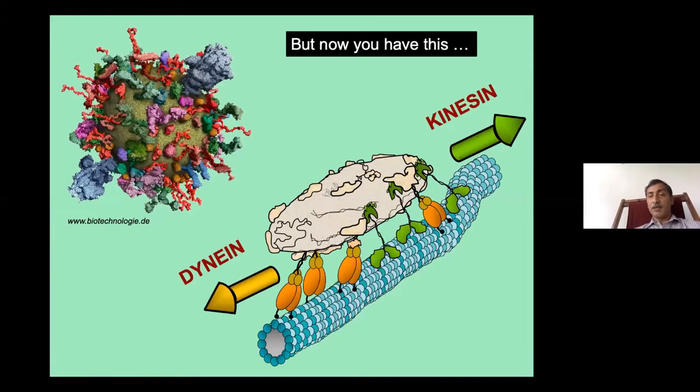This is the fundamental question which many people are trying to understand. How do things get localized at the right place because of this opposing activity of motors, and how does the cell control this opposing activity to take something outside or take something inside? Okay.